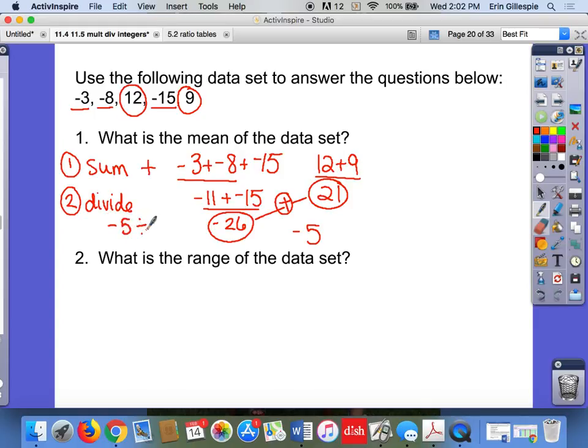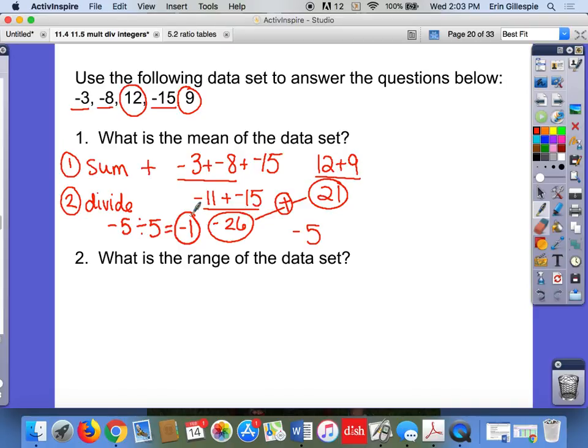Well, that number depends on how many numbers you have in your data set. You need to count them up. In this case, we have 1, 2, 3, 4, 5. So this time we divide by 5. If you remember, for Sam's test scores, we divided by 3 because he had 3 test scores. So remember, dividing different signs means your answer is negative. So our mean, our average, is -1.